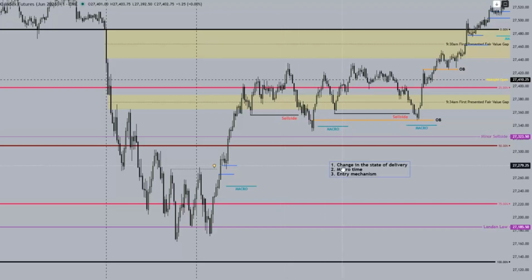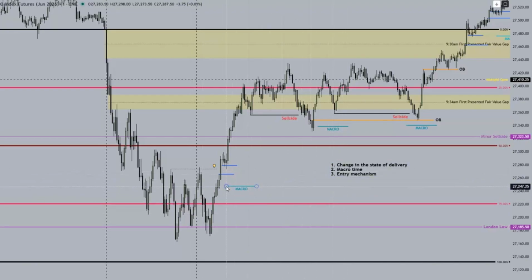Okay, so as I've written here, change in the state of delivery. This is after all the criteria for the setup that I just mentioned on the higher time frames has transpired. Then once we drop into the lower time frames, we look for a change in the state of delivery, which happens here, with the shift above this market structure after we swept this low.